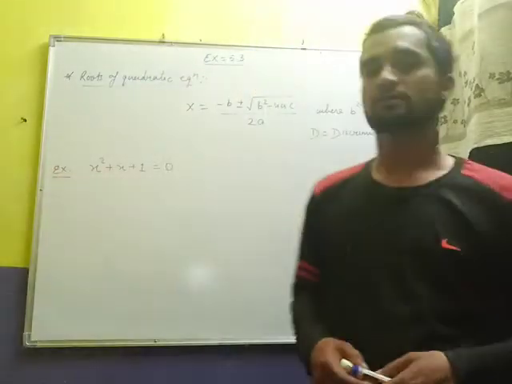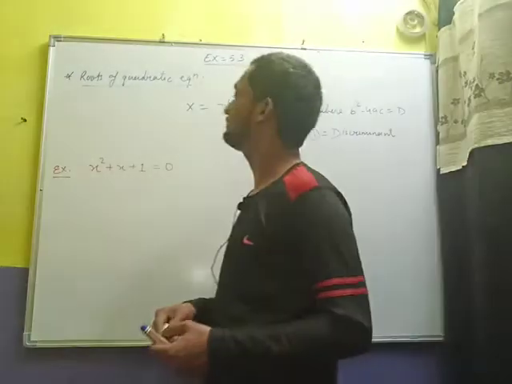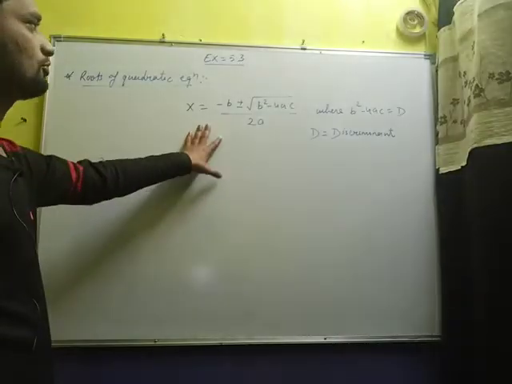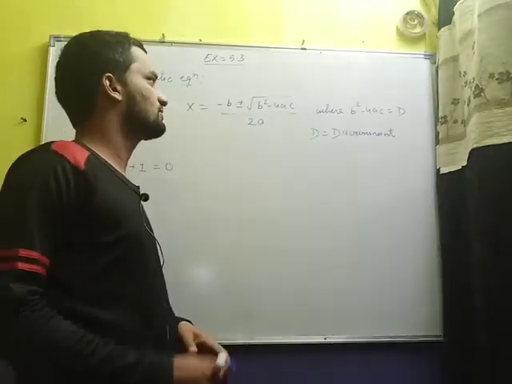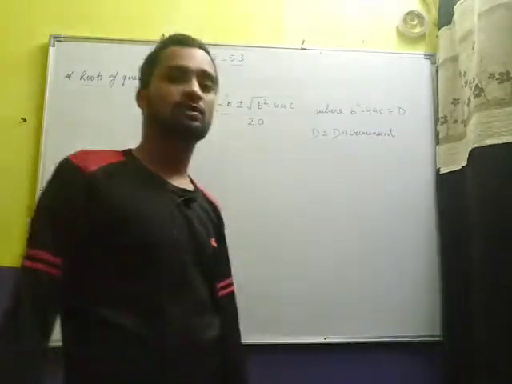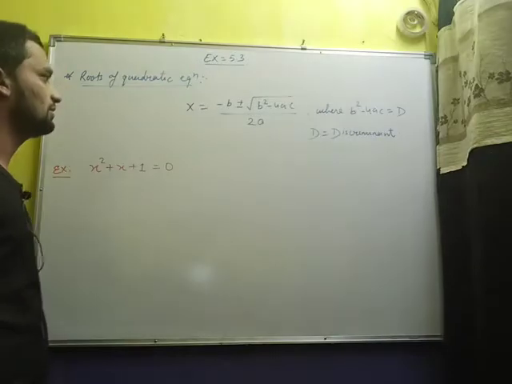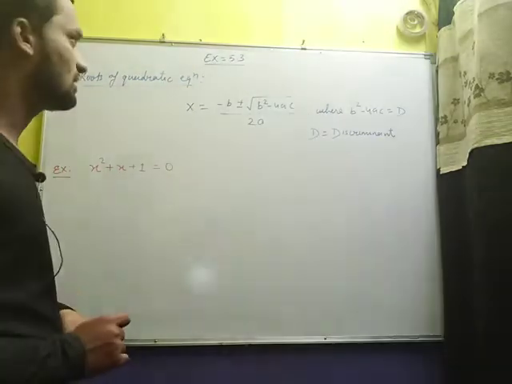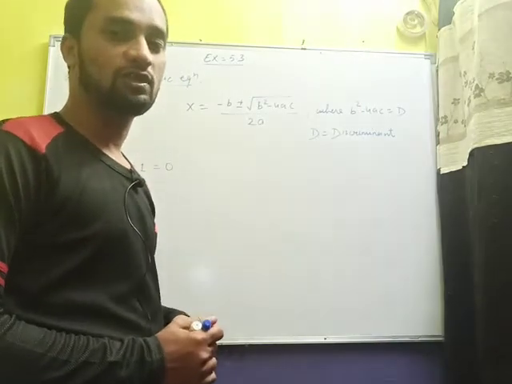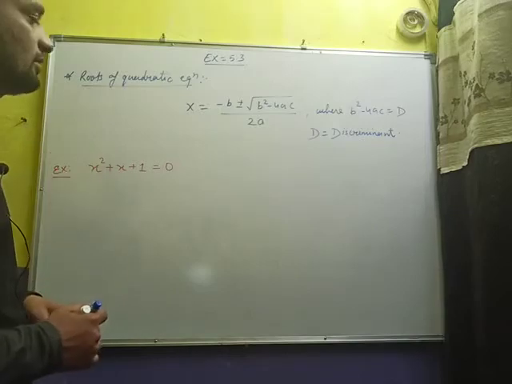Hello students, this is Sushil Mishra and today we are going to see roots of a quadratic equation by formula method, and the formula is given x equal to minus b plus minus root over b square minus 4ac upon 2a, where b square minus 4ac is equal to D. And what is D? D is discriminant. In class 10th we have studied about this formula, and here in class 11th also, in exercise 5.3, we are going to use the same formula for finding out the roots of the quadratic equation.